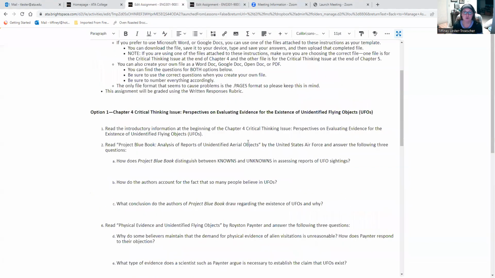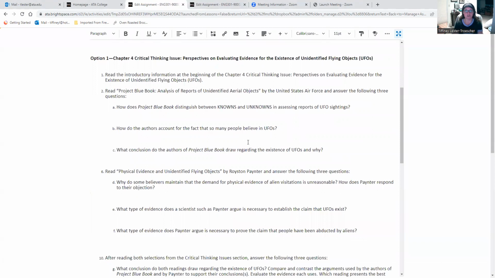All right, so if you are choosing option 1, which is the critical thinking issue at the end of chapter 4 on unidentified flying objects, you will go to that section on the critical thinking issue, read the introductory information, and then you will read both texts that are provided in that section, right? So the first one is Project Blue Book Analysis of Reports of Unidentified Aerial Objects by the United States Air Force. And there are 3 questions you will answer for that.